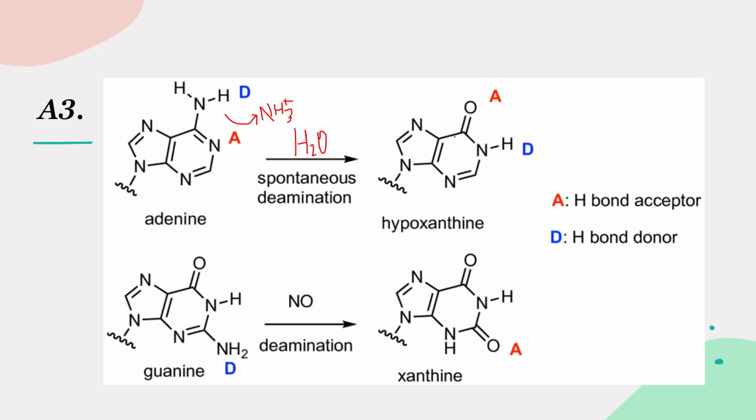In some cases, the hypoxanthine structure is shown as single bond OH. In some cases it will be single bond OH, but in this figure, it is written as double bond O. In the case of guanine, if deamination happens, then it will be xanthine. So A stands for the hydrogen bond acceptor, and this stands for the hydrogen bond donor. Okay, I guess it's clear. Now adenine to hypoxanthine and guanine to xanthine.